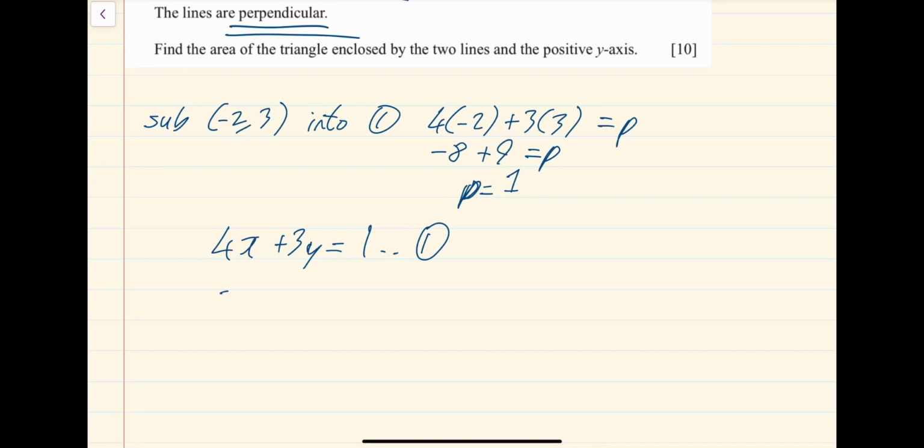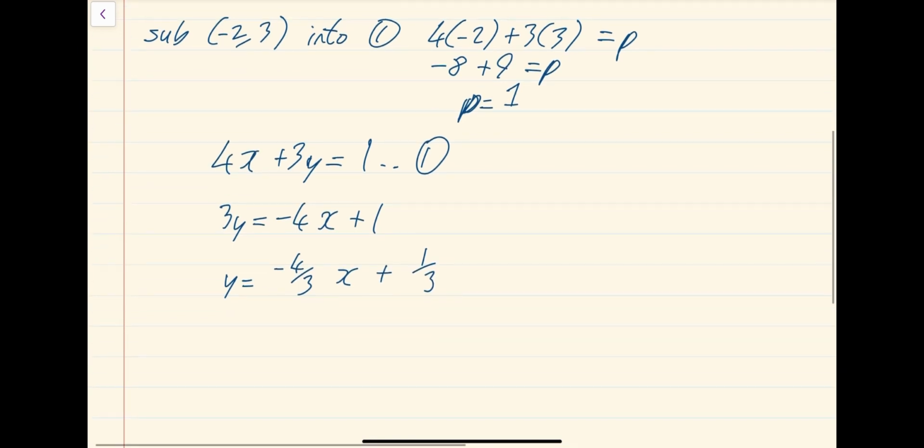Because if you get a line in y equals mx plus c form, then you can read off very easily what the gradient is. So the first thing you can see I've done here, I brought the 4x across, now it becomes minus 4x. I'll divide through by 3, and I'll have minus 4 over 3 times x, and then plus 1 over 3. The constant is not very important, but this is important. This is my gradient. So the gradient of this one is equal to minus 4 over 3.